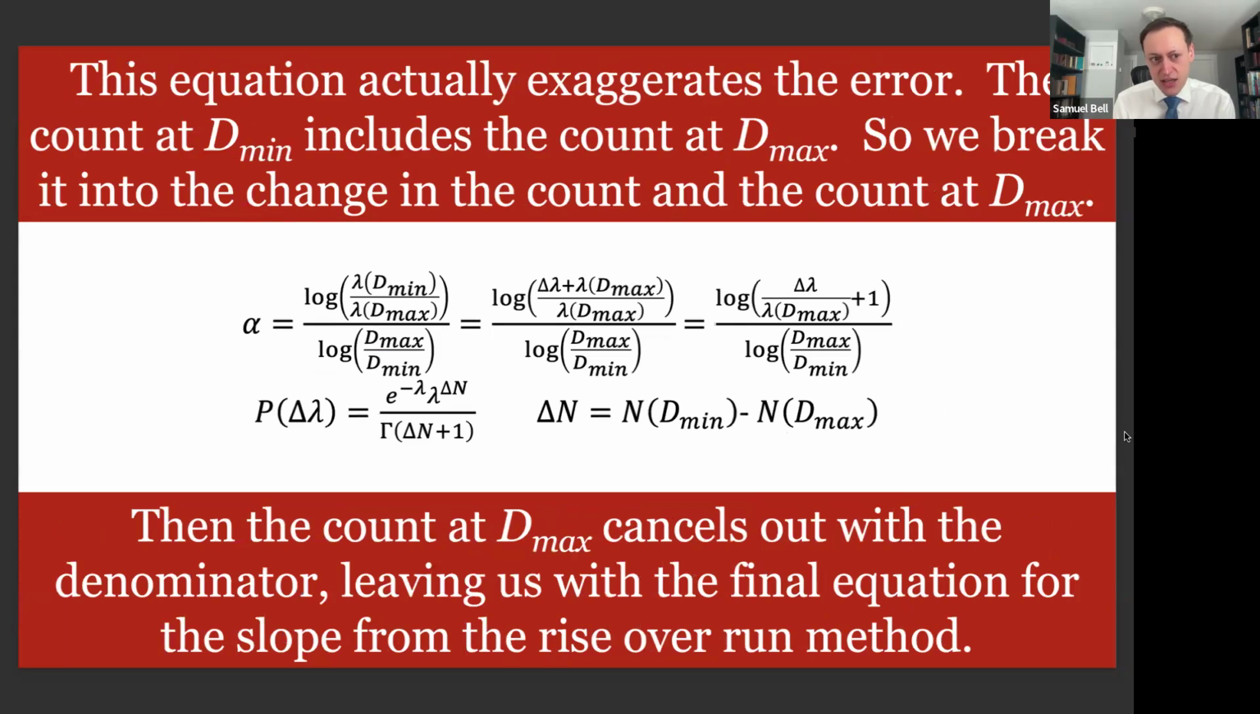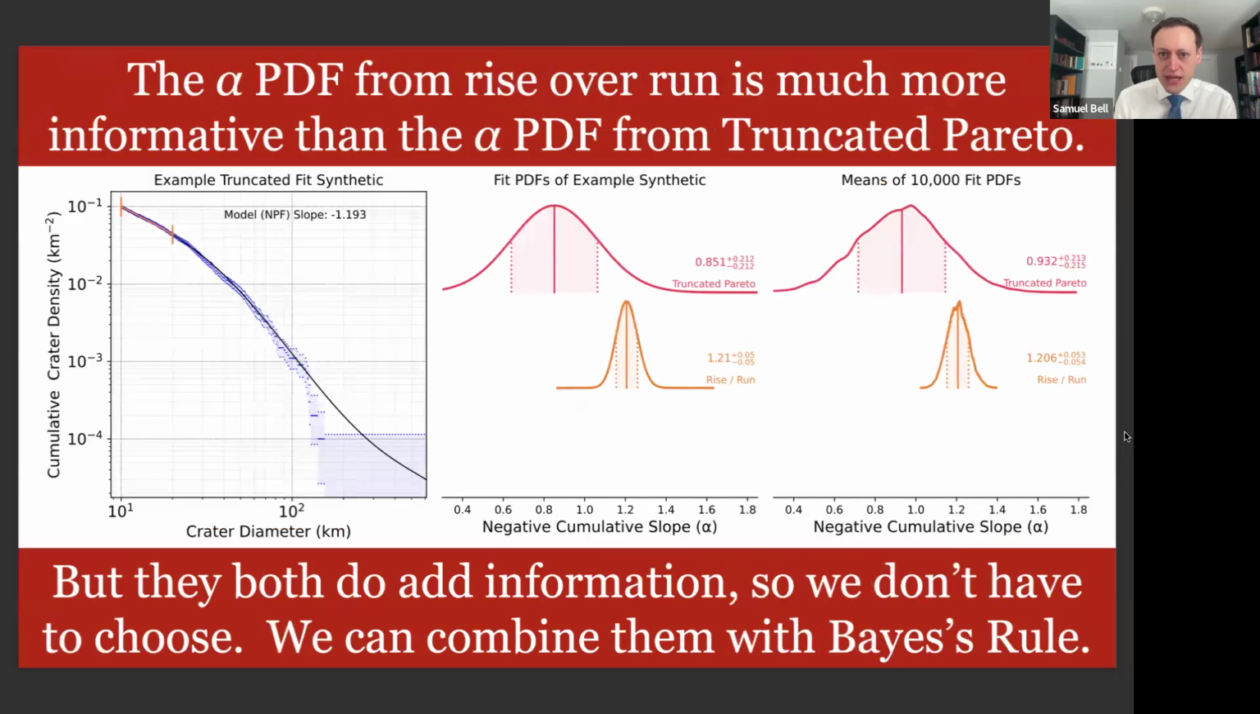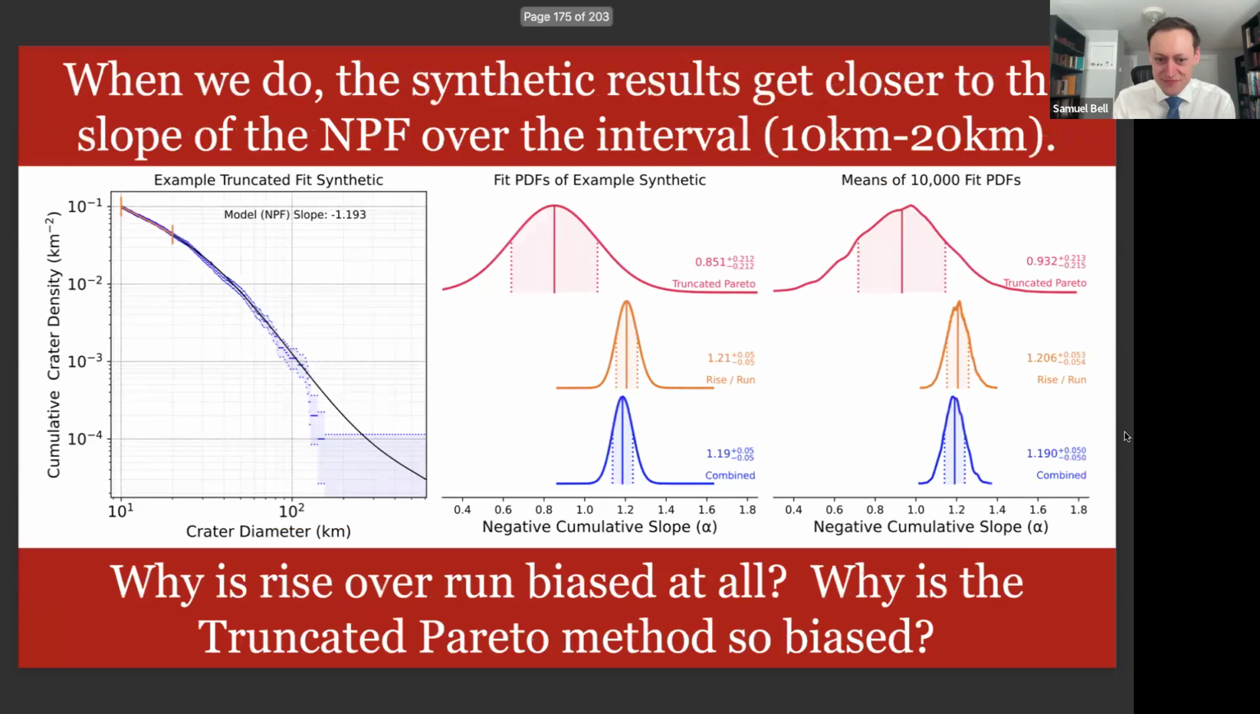This equation actually exaggerates the error. The count at d min includes the count at d max. So we break it into the change in the count and the count at Dmax. And then the count at Dmax cancels out with the denominator, leaving us with the final equation for the slope from the rise over run PDF method. The alpha PDF from rise over run is actually much more informative than the alpha PDF from the truncated Pareto method. But they both do add information, so we don't have to choose. We can combine them with Bayes' rule. When we do, the synthetic results get closer to the slope of the NPF over the interval.